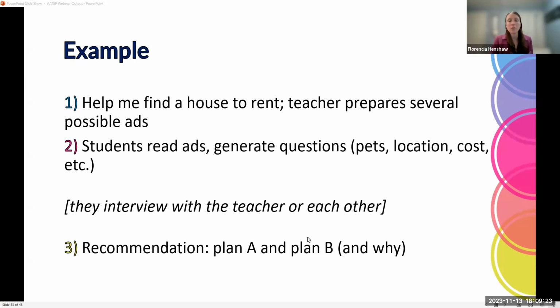And then the follow-up, right? The why did we get this information would be to give a recommendation. In this case, they had to give me plan A, plan B, in case plan A was not available. So what they thought would be the best house and the second best for me to rent, and why, demonstrating that they understood the information that I provided when they interviewed me.